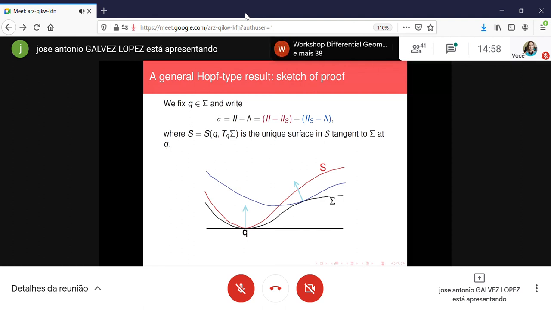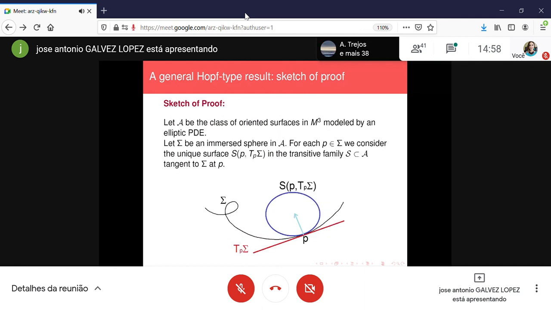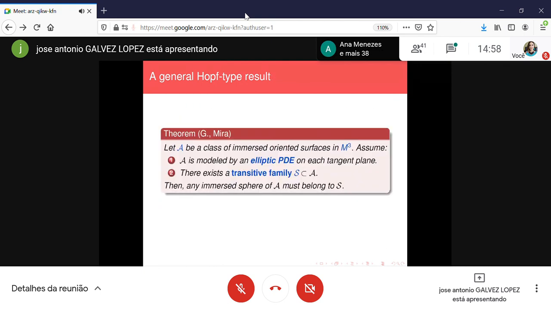I have another question, maybe it's a silly question. Can you apply the result to surfaces in R^3 whose mean curvature depends on the height function, just one function? We talked about that problem years ago. Yes, but the problem is that you must have a transitive family. That's the point. In general, we don't know the existence of the transitive family. So that problem is still open? Yes, it is. Okay, I feel better. Even so, this is a nice result. Thank you very much.